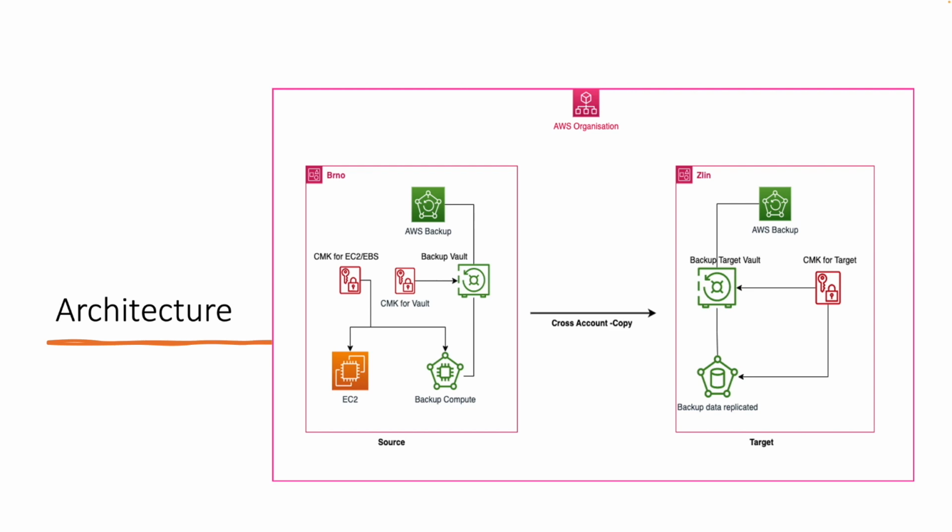So this is the architecture I planned for this demo. You can see the AWS organization and two accounts. The source account name is Bruno and the DR site is Slane. Bruno is one of my favorite city names, one of the best tourist places. Okay, coming to the architecture.